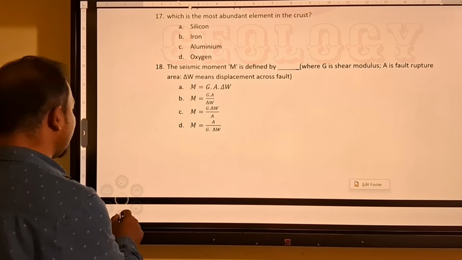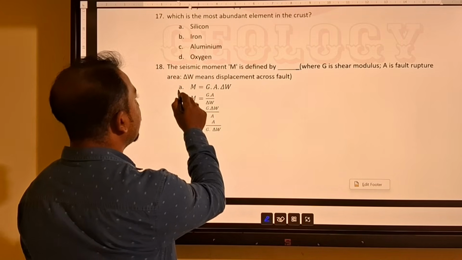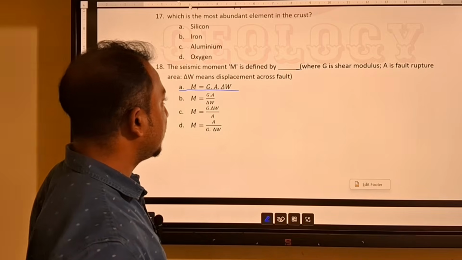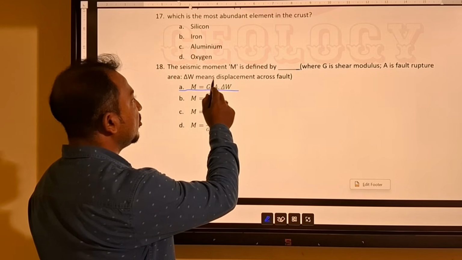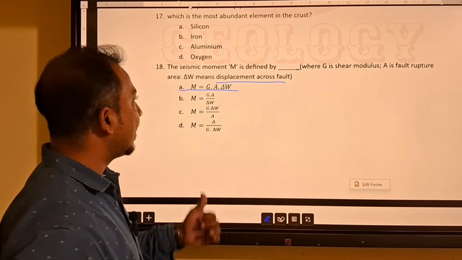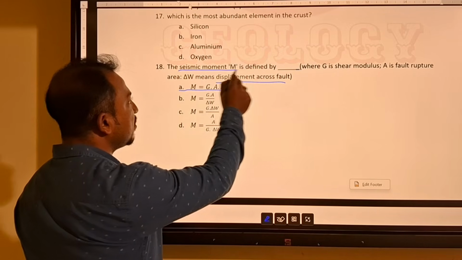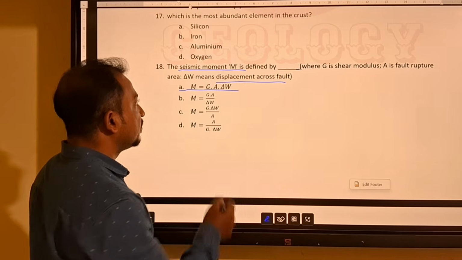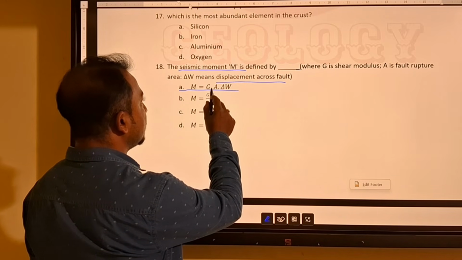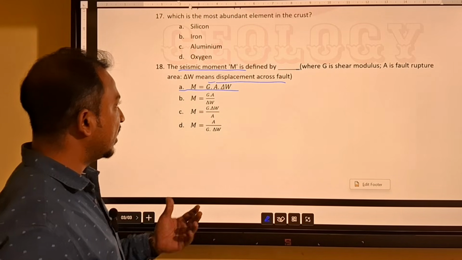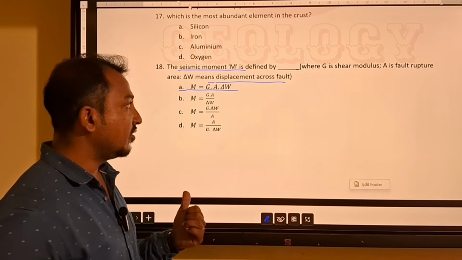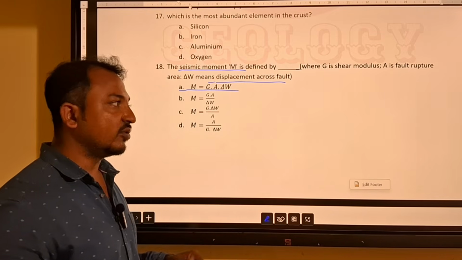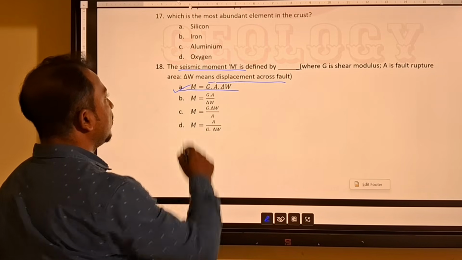Then the seismic moment, M. It is defined by this formula, M equals G, the shear modulus, times A, the area of the fault rupture, times the displacement across the fault. So they all are directly proportional to seismic moment. Seismic moment defines the amount of energy released during an earthquake. That is, more shear strength, more energy will be released. More rupture, more energy will be released. More displacement, more energy will be released. So this is your correct answer, A.